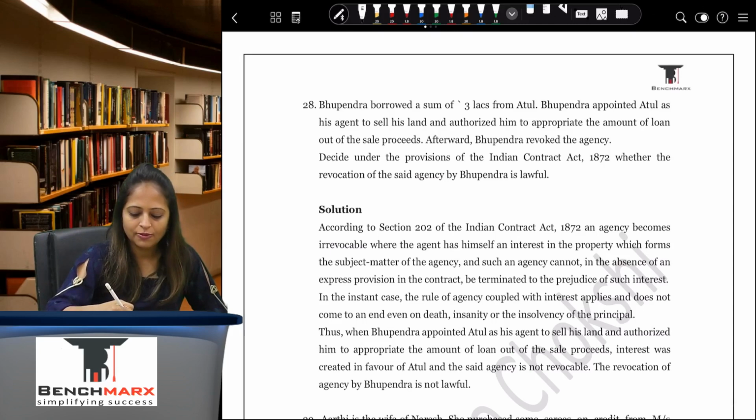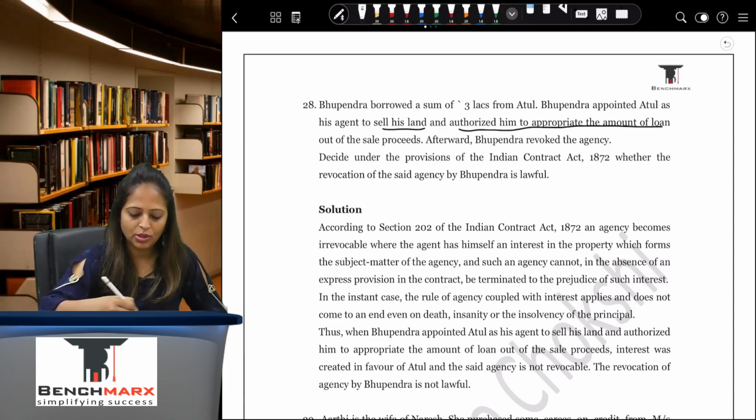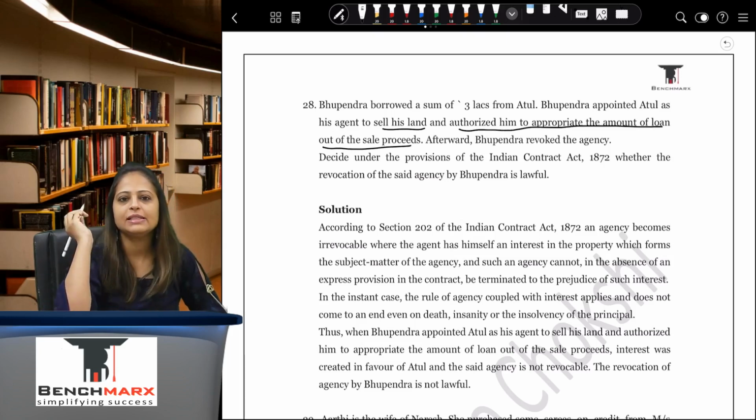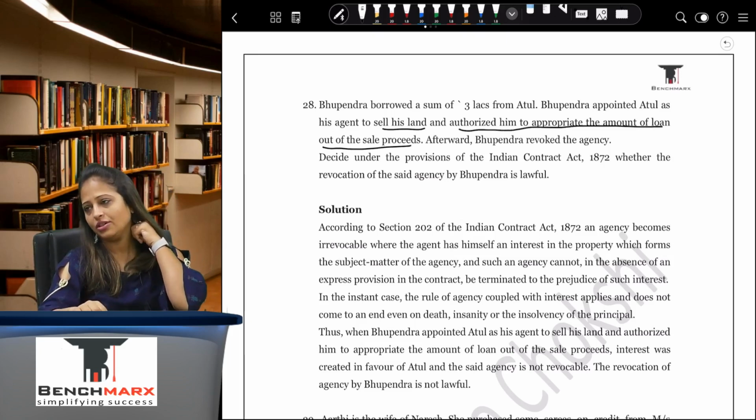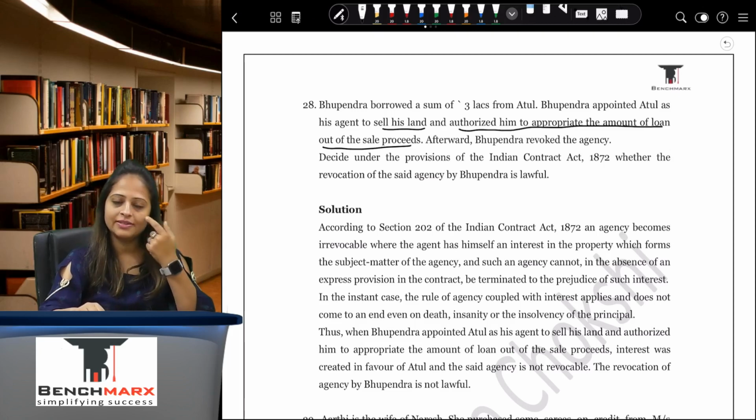Bhupendra borrowed a sum of rupees 3 lakhs from Atul. Bhupendra appointed Atul as his agent to sell his land and authorized him to appropriate the amount of loan out of the sales proceeds. Afterwards, Bhupendra revoked the agency. So, here whether the revocation is valid.